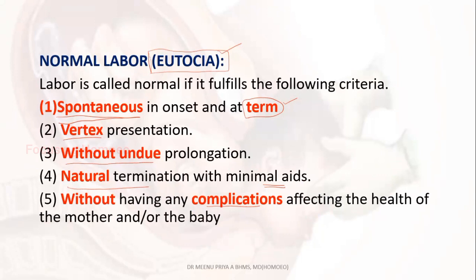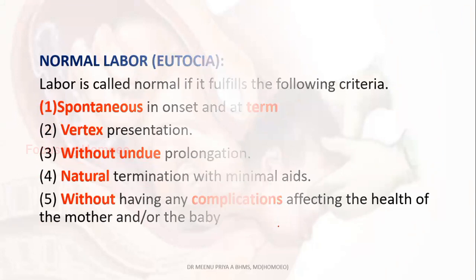So these are the criteria for a labor to be called normal. This can be asked as except, none of the above, all of the above, or except one, so you should remember the points. First, spontaneous in onset and at term, should be vertex presentation. Any other presentation is associated with a few complications; that is why it is not normal. Without undue prolongation, and it should be natural termination with minimal aid and without any complication to both mother and baby.